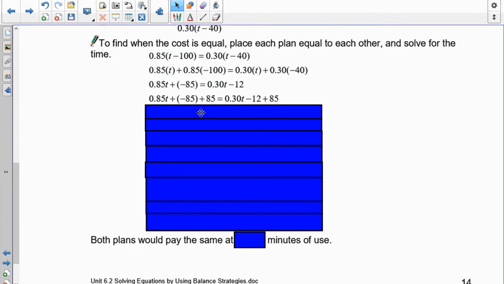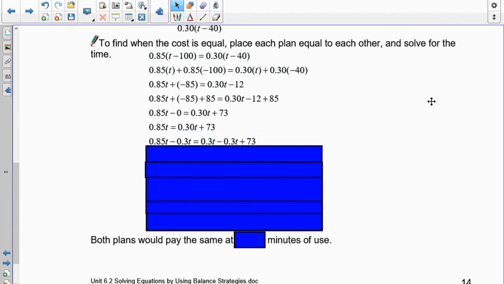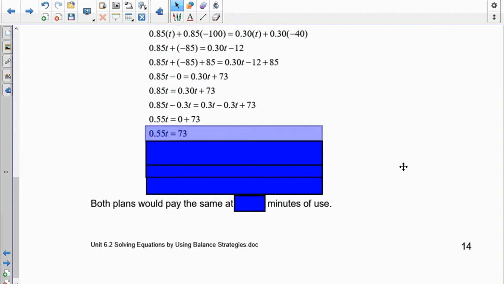So that means that this becomes 0. So I have 0.85t minus 0. And of course, negative 12 and 85 is 73. Cleaning it all up, now we have that. So now I can deal with the 0.3t. I'm going to subtract 0.3t from both sides. And that means this side, this is going to become 0 plus 73. And on the left-hand side, I have 0.85t minus 0.3t, which is 0.55t. Clean it up. That's what it looks like.